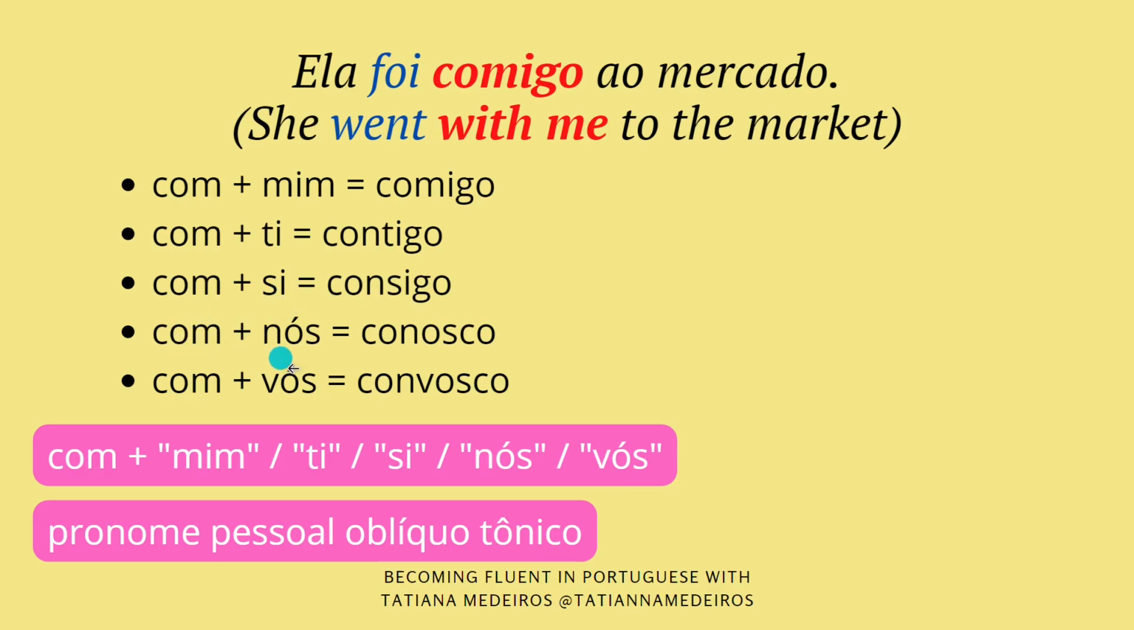Com nós, conosco. With us. Com vós, convosco. With you, plural. So here we have a mix with the word com plus mim or ti or si or nós or vós. Pronome pessoal oblíquo tônico because we need preposition. But in Portuguese, we are not seeing it because they came together as just one word.